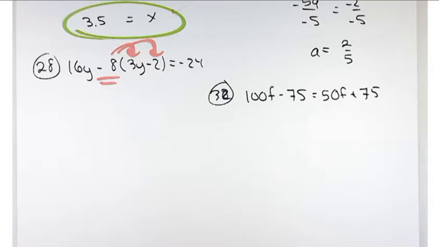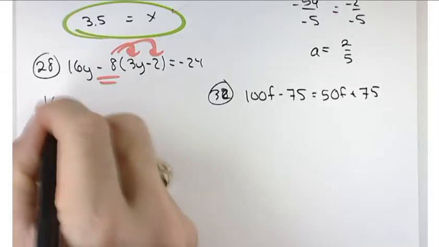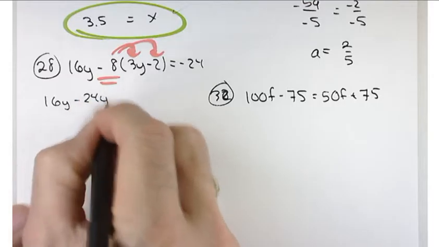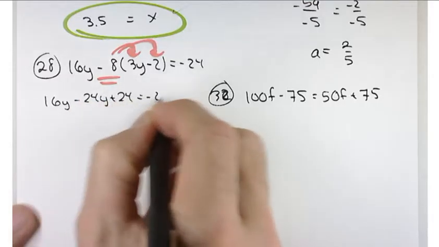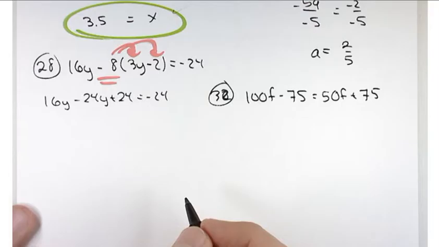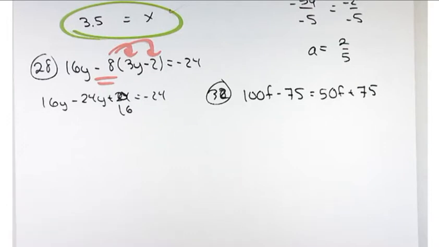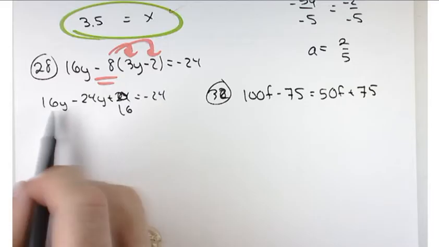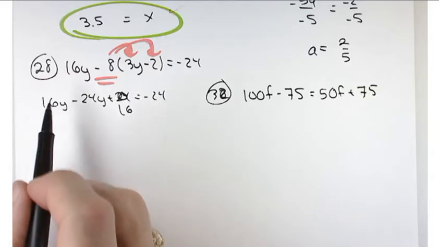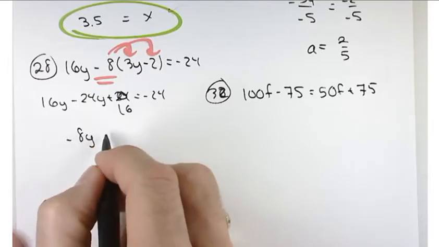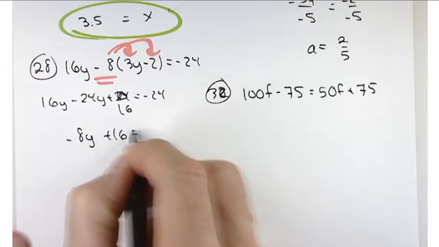Okay, so for the first one, let's distribute the negative 8. I get negative 24y plus 24 equals negative 24. How about 16 here? Sorry, there's too many 24s there. Before I do anything else, I'm going to combine like terms on the left-hand side. What's 16 minus 24? Negative 8y plus 16 equals negative 24.